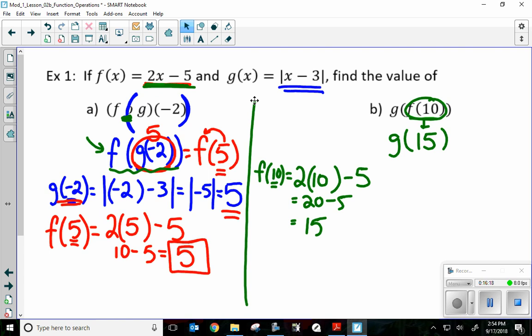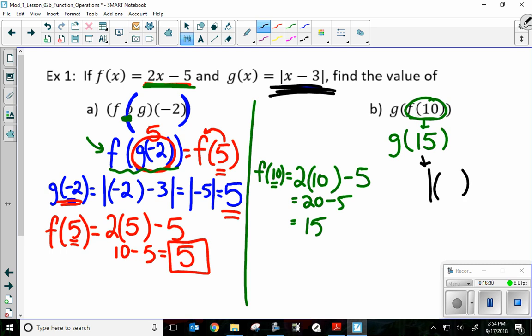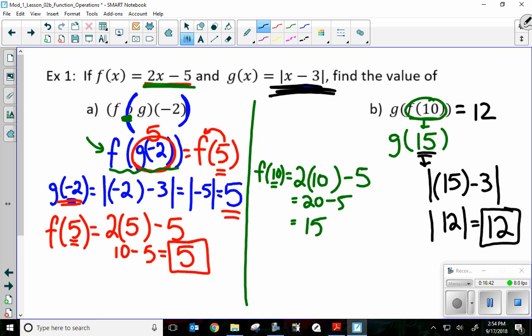You see how I'm saying we're doing it twice? All right, we're doing this process twice. G, right here, that's the absolute value of x minus 3. Okay, well, 15 is what's going in. That's the absolute value of 12, which is 12. There you go. Bada boom, bada bing. Done.